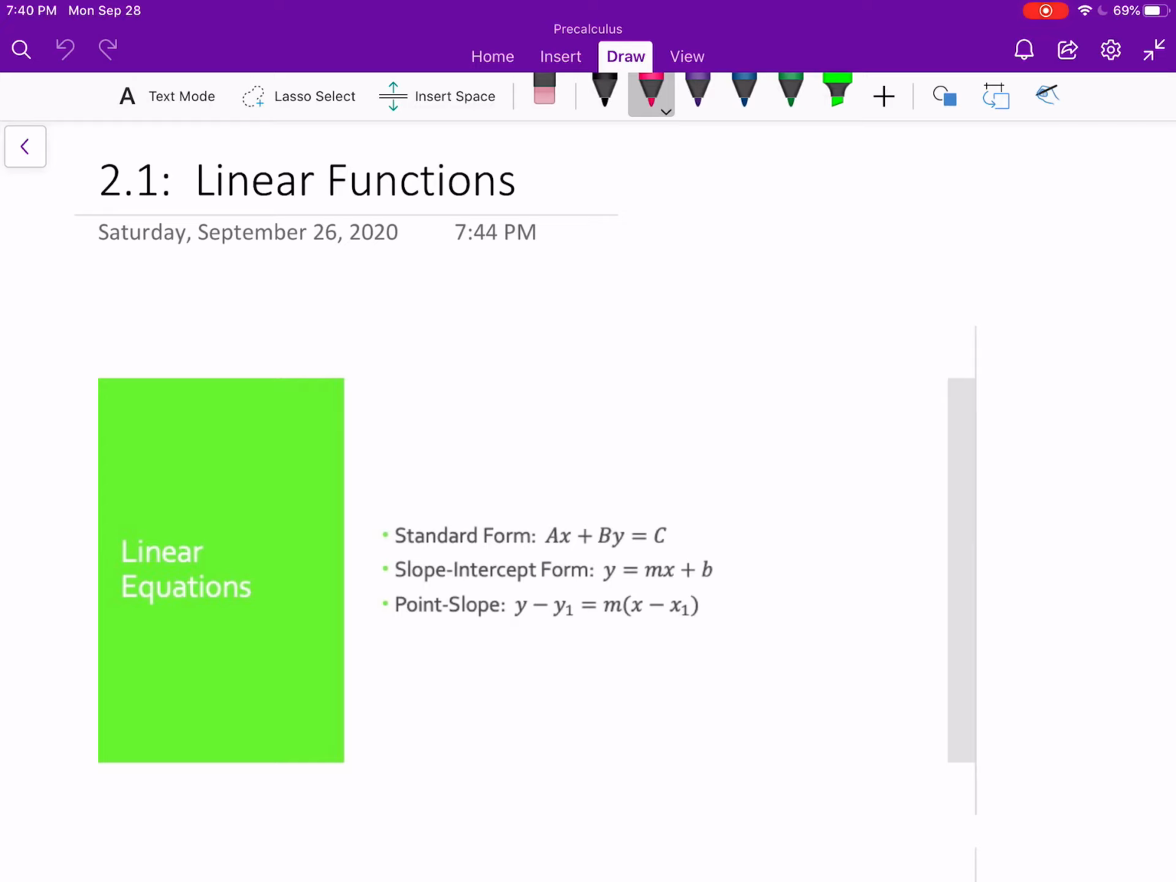The most common one that you're probably going to remember from Algebra 1 is y equals mx plus b. Remember, m represents the slope and b represents the y-intercept. And the last one is point slope, y minus y1 equals m times x minus x1. M is still the slope, but now we have the point x1, y1.